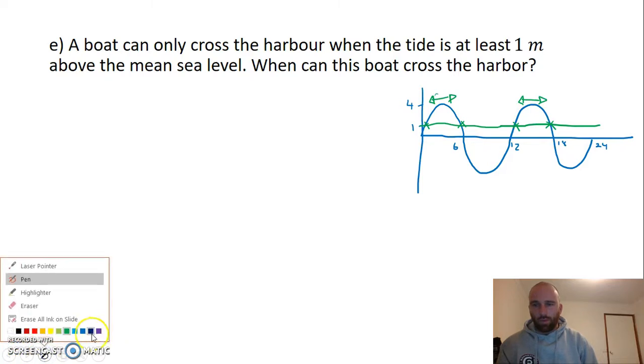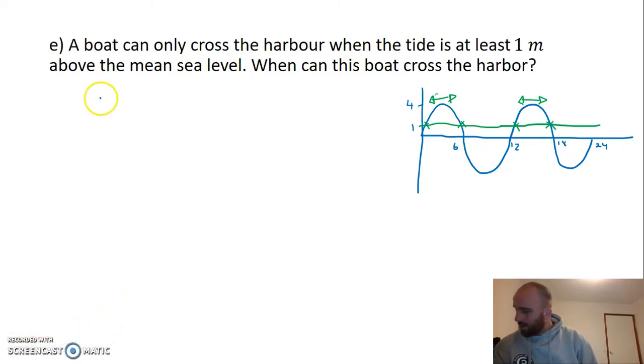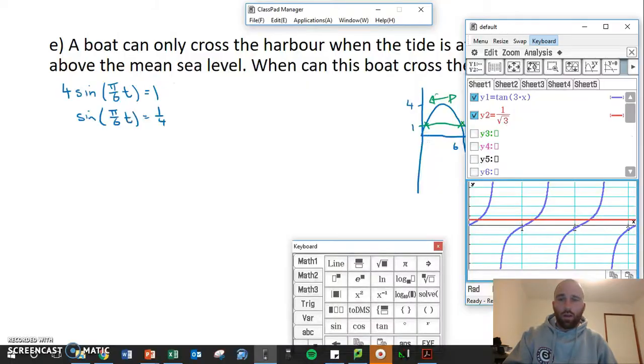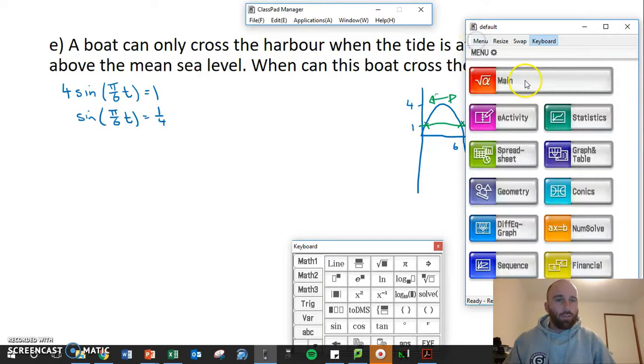So if I go back to my blue pen, what we're going to do is solve this mathematically. So 4 sine pi on 6t, I'm going to make it equal to 1. So if I bring this across, sine pi on 6t equals a quarter. What I can do to generate all of my values is bring up my calculator. So if I go to my calculator, I'm going to go to my main screen.